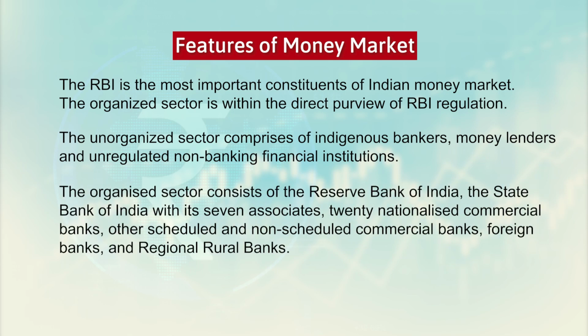The organized sector consists of the RBI, the State Bank of India, with its various associates of various commercial banks, other scheduled and non-scheduled commercial banks, foreign banks and also the RRBs or the regional rural banks. As I have already said before, it is called an organized money market because it comes under the direct purview of the RBI. It is coordinated by the RBI.